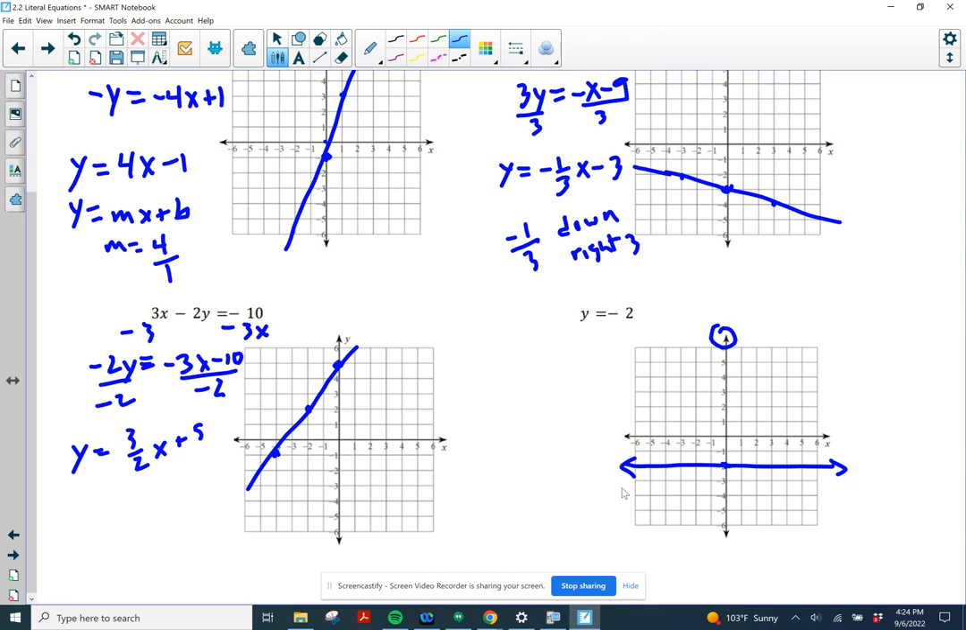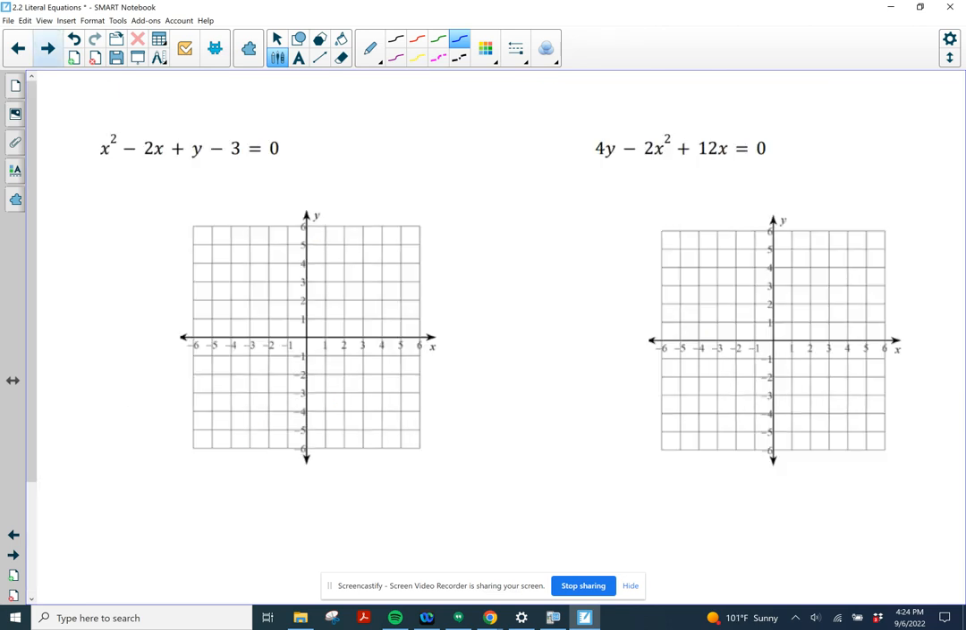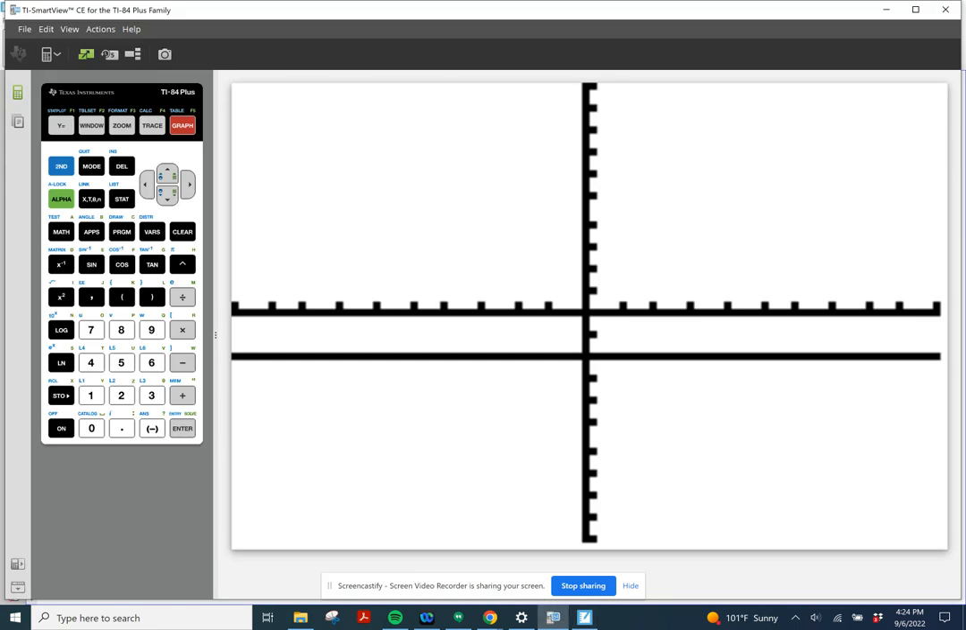Okay. And the last two. For this one, we need to move all of these things to get the y by itself. So if we make all those movements, we have y equals -x squared plus 2x plus 3. And I'm going to show you how to type that into the calculator.